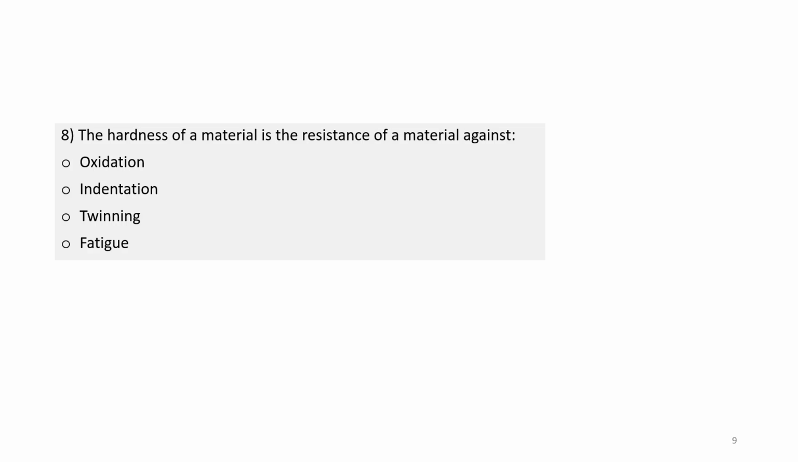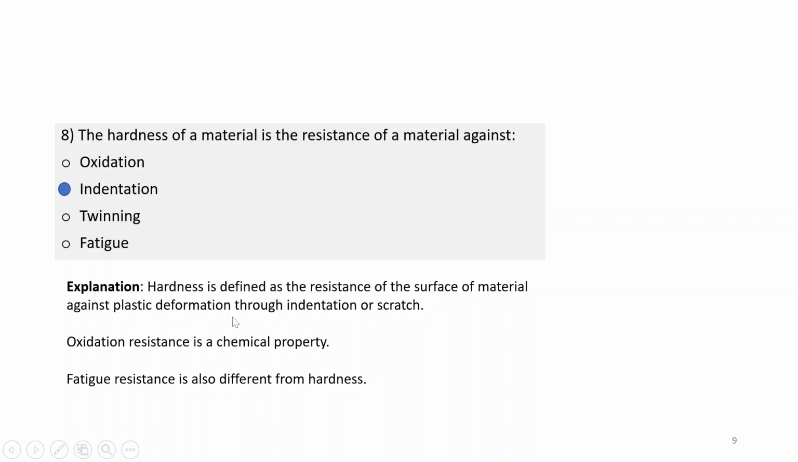Eighth question is, the hardness of material is resistance of a material against. As I told earlier, it's resistance against plastic deformation, which can be in the form of indentation or scratch. So here the only option available is indentation. So indentation will be the correct answer. Hardness is defined as the resistance of the surface of a material against plastic deformation through indentation or scratch. Next, oxidation resistance is a chemical property, and fatigue resistance is also different from hardness.